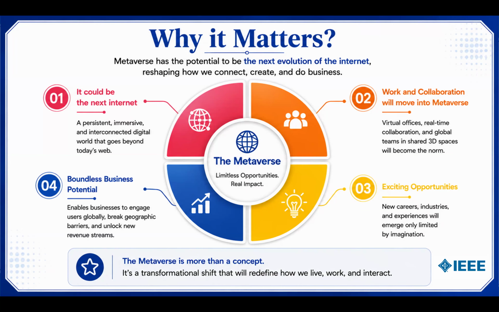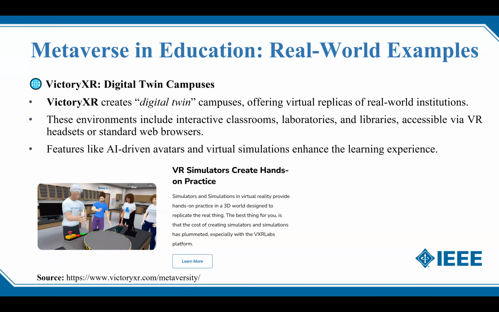I just want to provide some background on why we propose this idea. I want to show you a couple of real-world examples because you also need to know what is ongoing in the literature and in industry. The first example is Victory XR, which creates digital twin campuses. Students can attend virtual classrooms, laboratories, and libraries from anywhere in the world. That is one of our expectations.